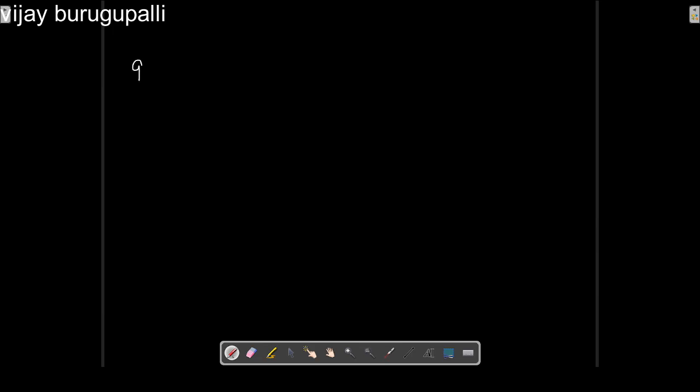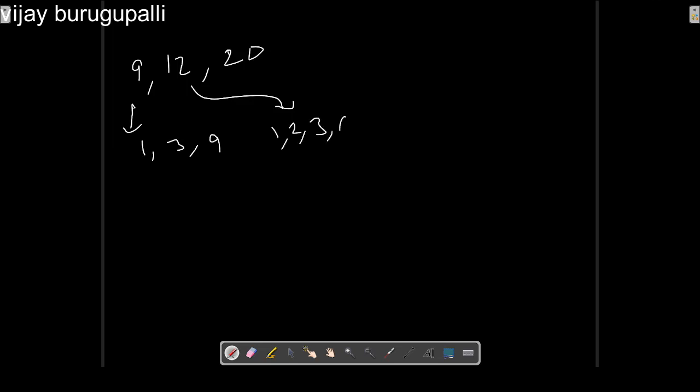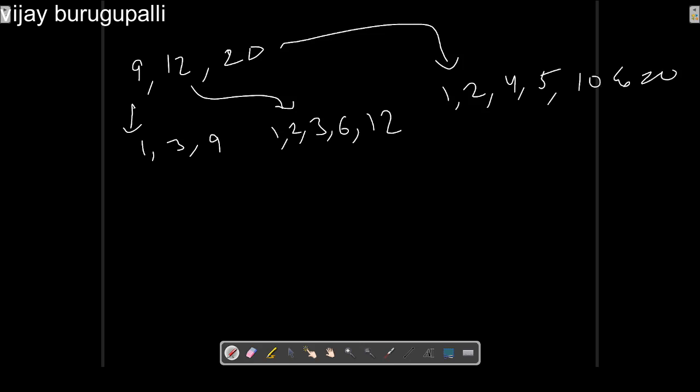Now let's take another example and observe it. Let's take 9, 12, 20. The factors of 9 are 1, 3 and 9. The factors of 12 are 1, 2, 3, 6, 12. Similarly, the factors of 20 are 1, 2, 4, 5, 10 and 20.